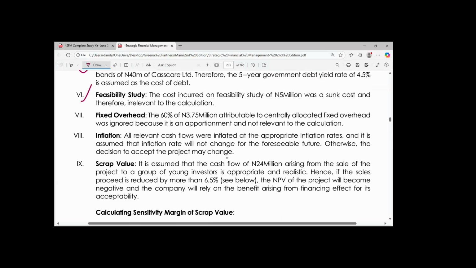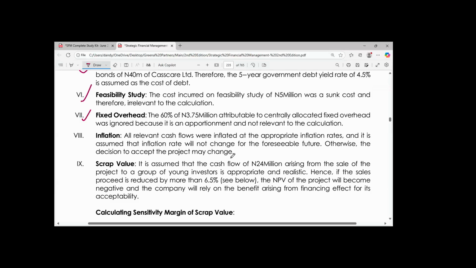The 60% of 3.5 million naira attributable to centrally allocated fixed overhead was ignored because it's an apportionment and not relevant to the calculation. Only 40% of the fixed overhead was included in the calculation.